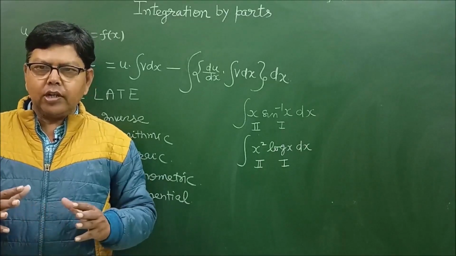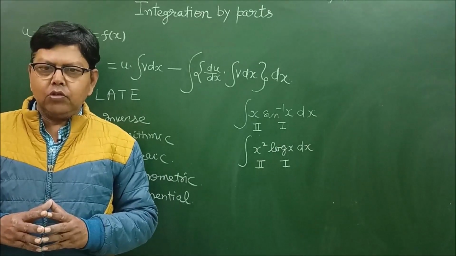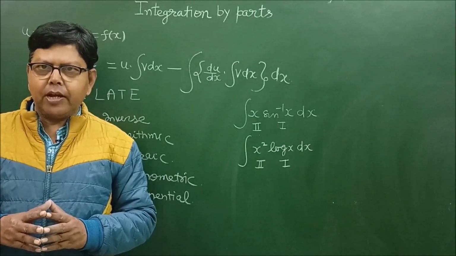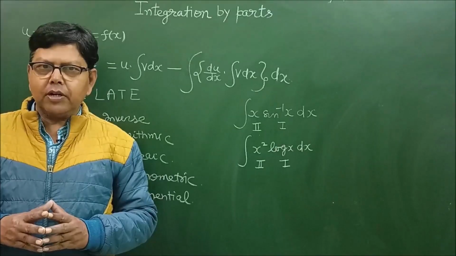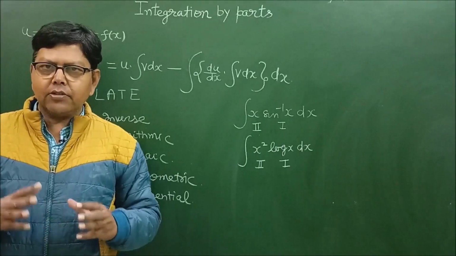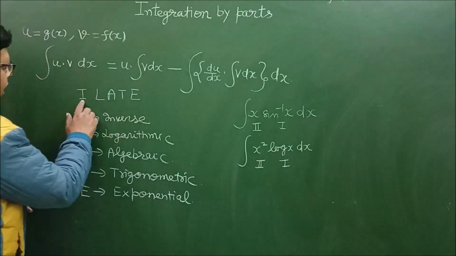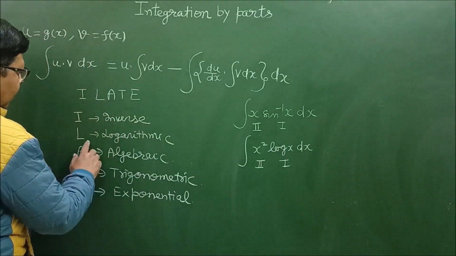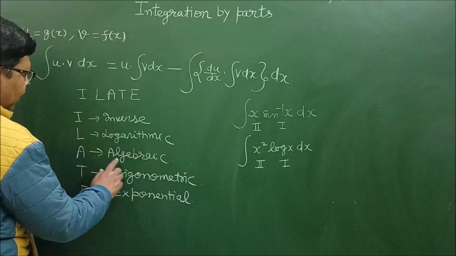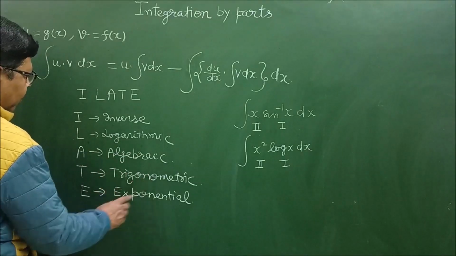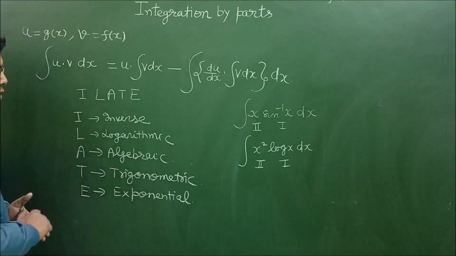Though this is not a universal rule, meaning it will not apply to all the questions, it helps in deciding the first function and second function. So in the ILATE rule, I stands for inverse, L for logarithmic, A for algebraic functions, T for trigonometric functions, and E for exponential functions.